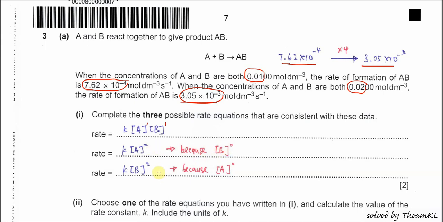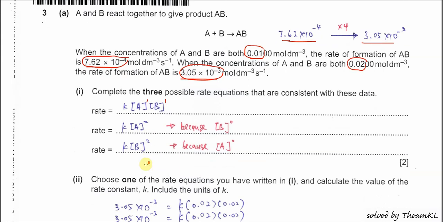Or it can be that B is second order. So when the concentration of B doubles, the rate is also 4 times. So these are the possibilities. It could be both reactants first order, or only A second order, or only B second order. So this is the one that you must compare.